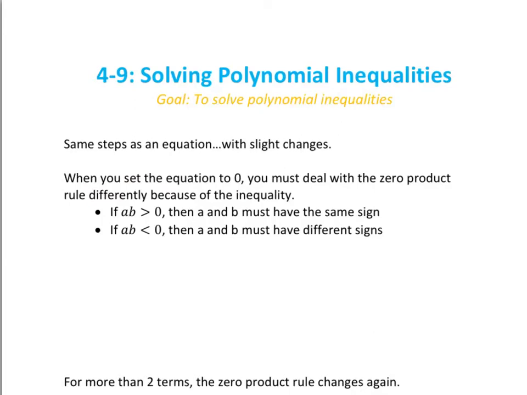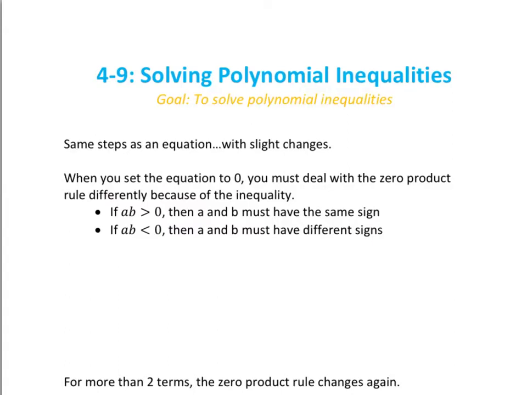Okay, so if you think about it this way, if your sign is greater than, right, if a times b, your two things multiplied by each other, is greater than 0, then a and b have to have the same sign. Right? They either both have to be positive or both have to be negative in order for the answer to be greater than 0. If it's less than 0, okay, then they have to have different signs. One has to be positive, one has to be negative.